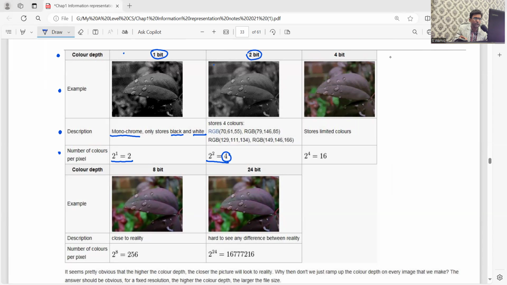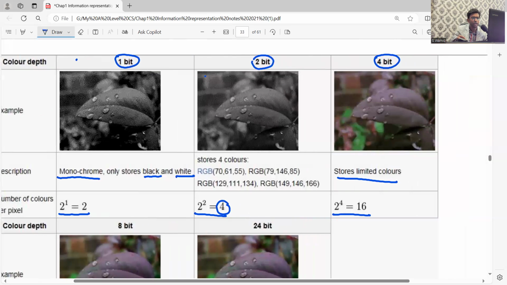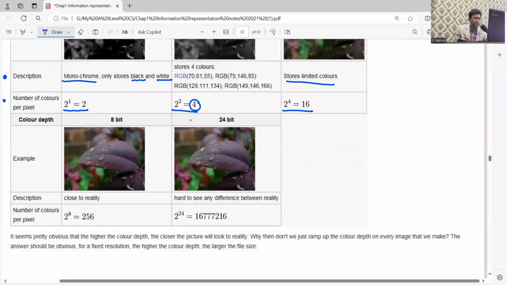But if I have the color depth of 4 bits, now you can see that 2 to the power 4 is 16. So that means that if I have more colors, you can see that your image is quite closer to reality. As I'm zooming in, just to tell you the real difference between these images. For example, if it is 8 bits, so 2 to the power 8, the number of colors per pixel as per the formula is going to be 256. And if the number of colors is 256, that means the image is closer to reality, as you can see right here.